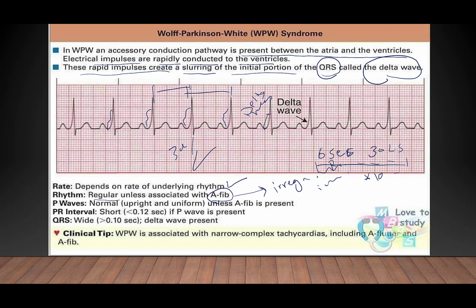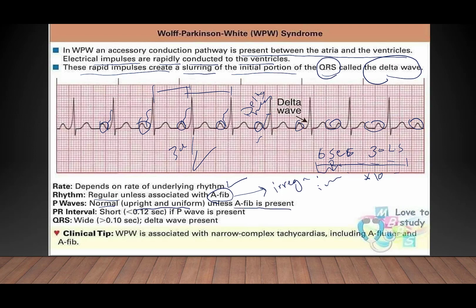Okay, here we have the P wave is normal. This P wave is normal, upright and uniform. Okay, this is the P wave, unless atrial fibrillation is present.